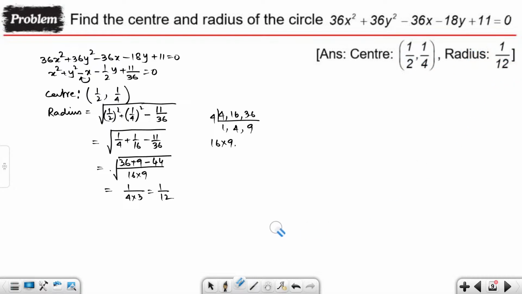Is it clear to all? Okay. So what we have learned: whenever the general form is given to us, we always check that the coefficient of x square and the coefficient of y square should be equal to 1. If it is not, we will forcefully do that. And then we will straight away find its center and radius, right? By using that formula, the shortcut form.